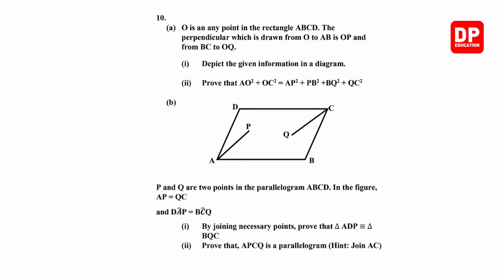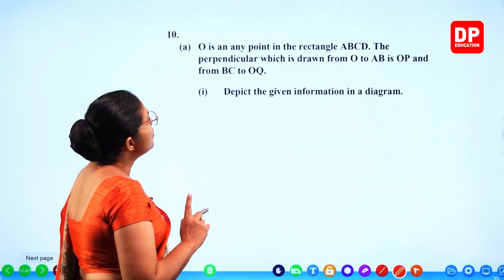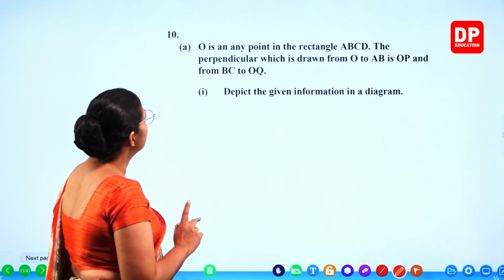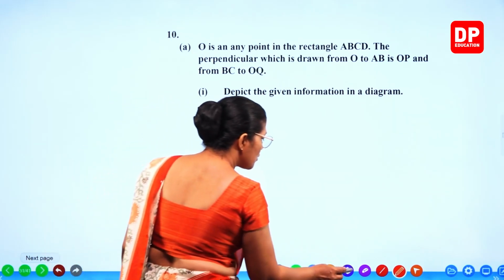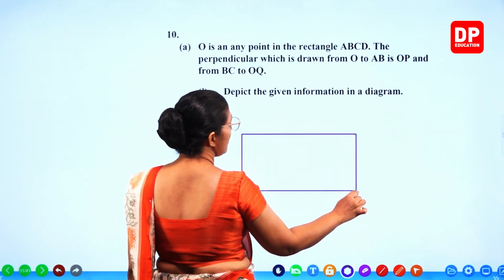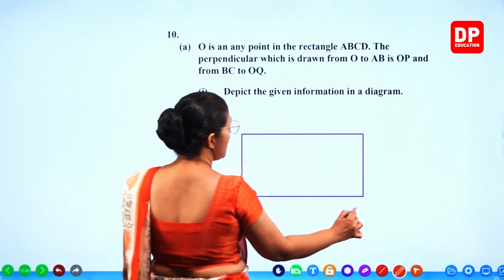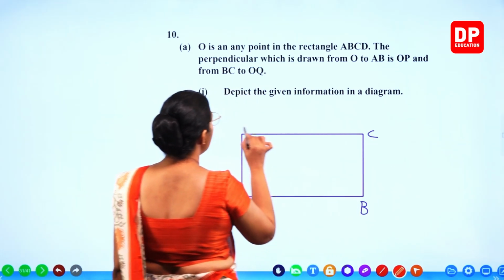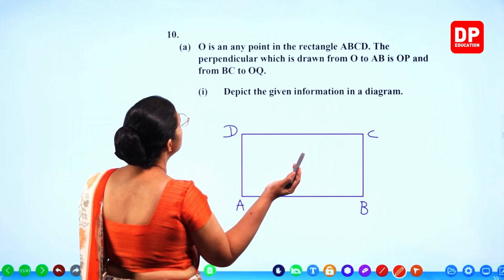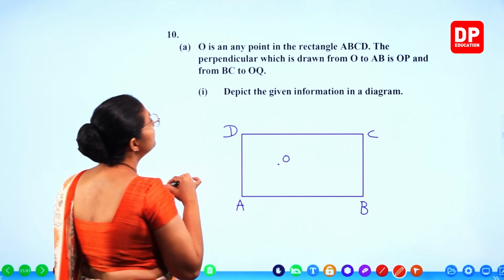Let's do question number 10 again. It's about proof. So you get 2 parts here. O is any point in the rectangle ABCD. So it's about a rectangle. Let's draw a rectangle first. ABCD is a rectangle. O is any point inside. Let's take this one as O.